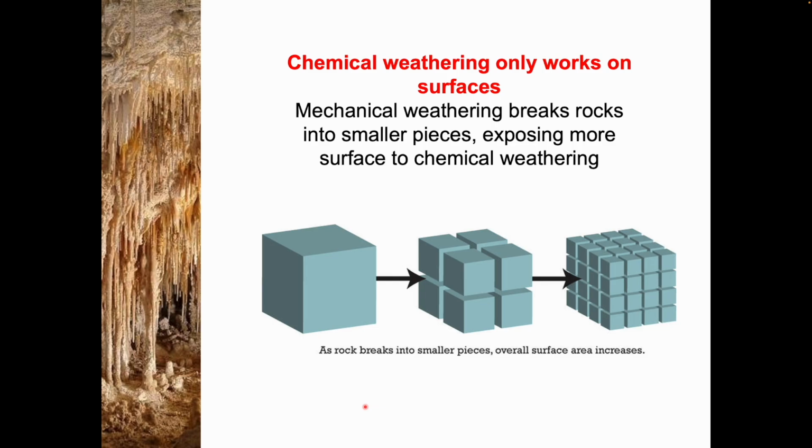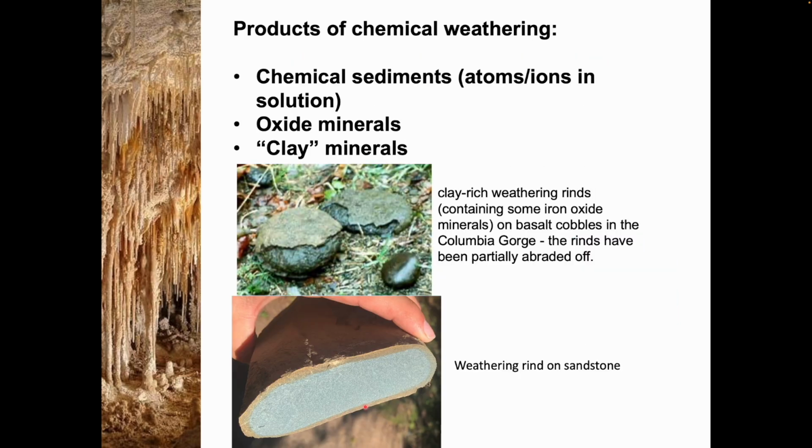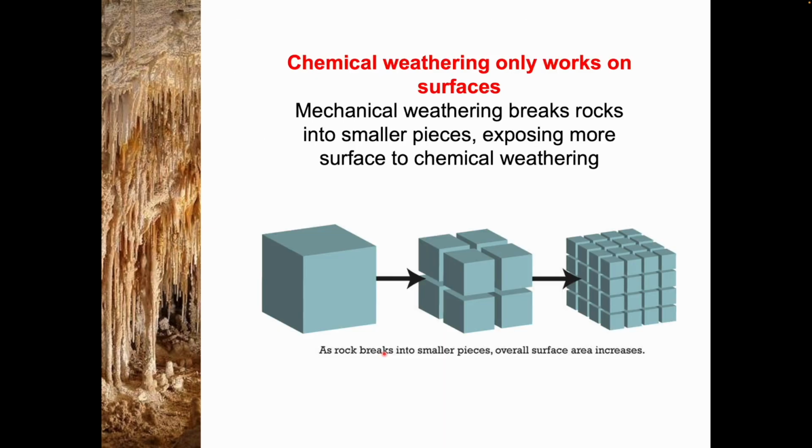Chemical weathering only works on surfaces. So if I go back to this one, our weathering started at the surface and is seeping down into the rock because the chemical weathering produces new surfaces, very small ones that just allow a small amount of water to enter into the pore spaces in your rock. But mechanical weathering breaks rocks into smaller pieces, which exposes more surface area to chemical weathering. As your rock pieces get smaller, their relative surface area increases dramatically. And this allows for more space for chemical weathering to occur.